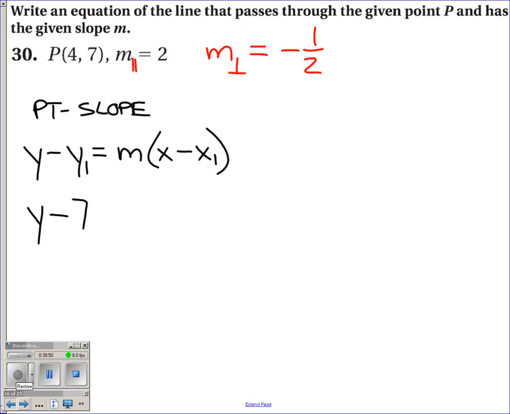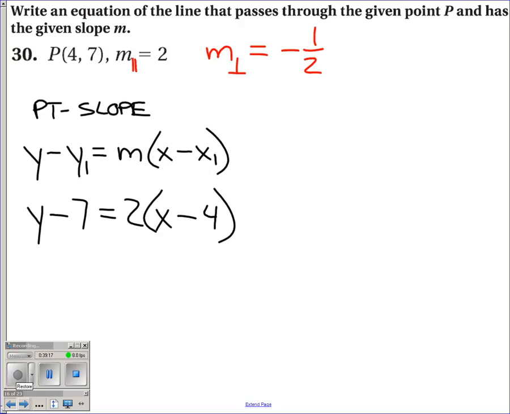That's the only point that's given, so that's y1, is equal to, well, see, we don't have to figure out what the slope is because they gave it to us. It's a 2. And then x minus, well, my only point that's given here is 4. And so this is the equation in point slope form.